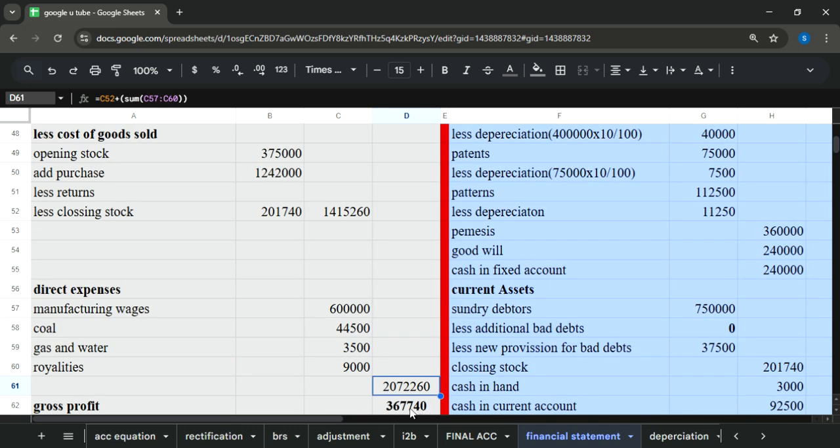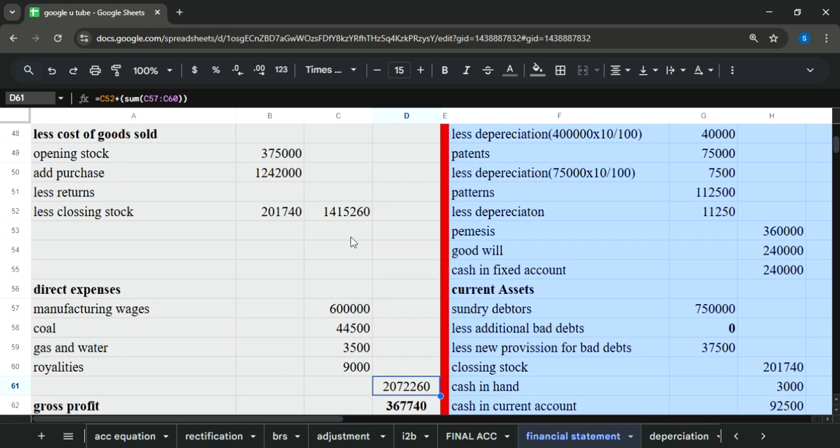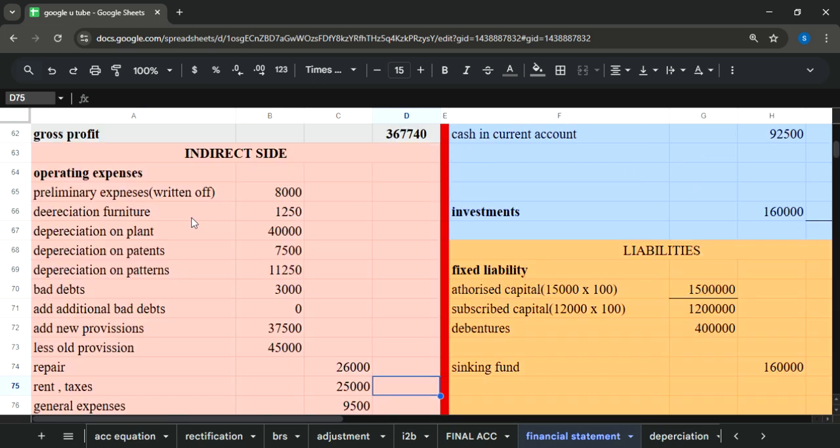The answer is 367740. Now we will be checking it from the book if it is okay. 367740, and here you can see 367740. Thankfully amount of gross profit is okay. And secondly, we can have a relief because all amounts mentioned in direct side is okay. So let's see what we will be looking forward for indirect side.